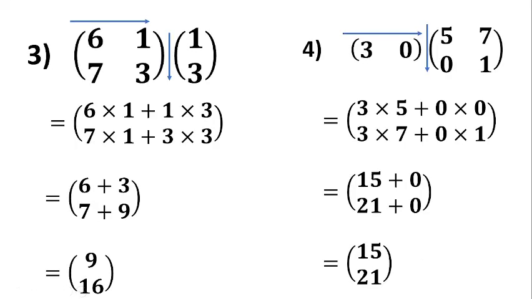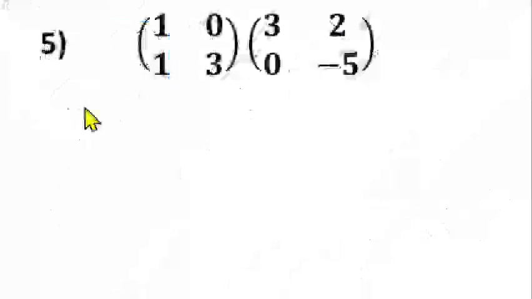Do you understand that? Good. Then let's see another question. We are having this 2 by 2 matrix multiplied by this 2 by 2 matrix. Can they multiply each other?